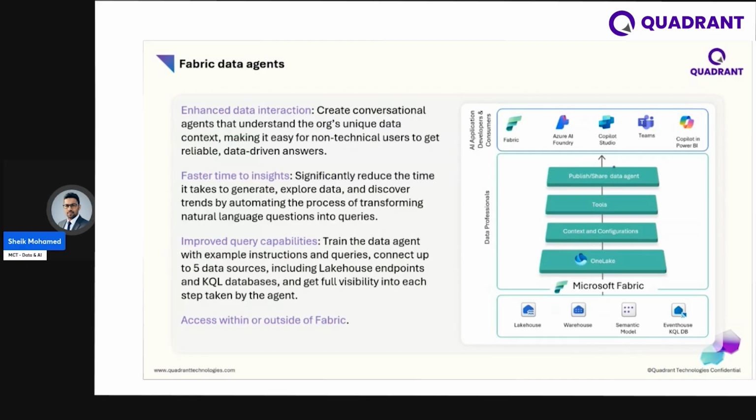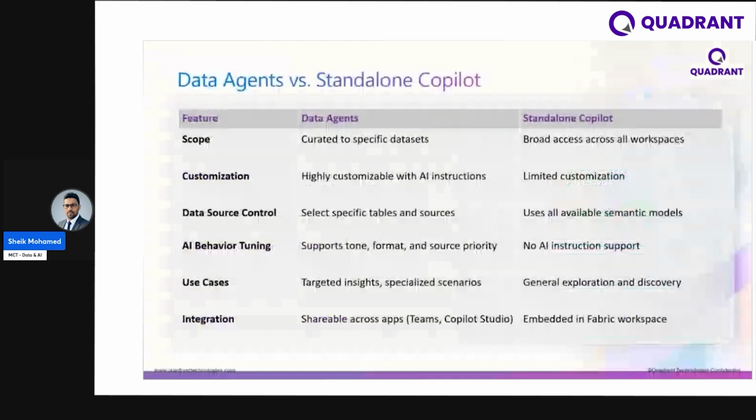So let's quickly go through the differences, right? To try and understand what are the differences, when you need to go for data agent and standalone Copilot. So with respect to scope, as we have seen, standalone Copilot is the broader access across all the workspaces within your organization. But if you want curated agents or conversational experiences to specific data sets that you may need to tag, then you can go for data agents, right? And also on the customization side, it's highly customizable with AI instructions and even data source instructions. And standalone Copilot, it's very limited. You cannot provide those AI instructions at all.